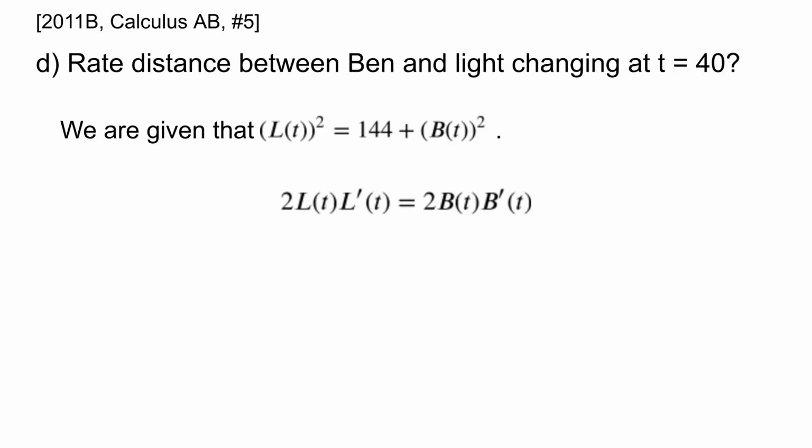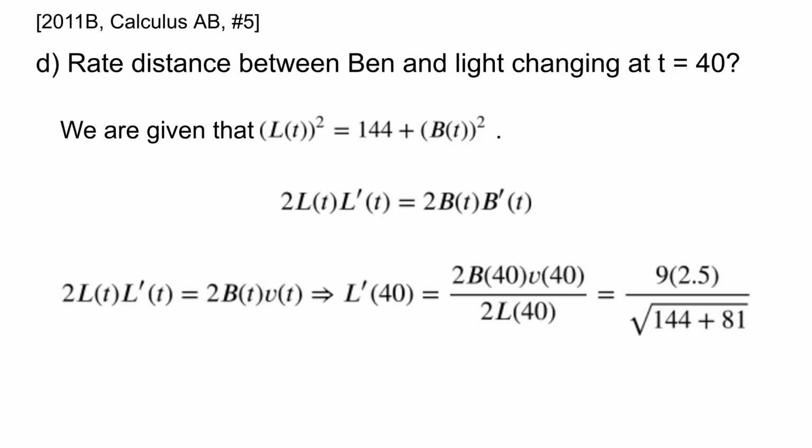If we differentiate, 2 times L of t times L prime of t is equal to 2 times b of t times b prime of t. So 2L of t times L prime of t equals 2 times b of t times v of t. And this implies that L prime at 40 is 2 times b of 40 times v of 40 all over 2 times L of 40.